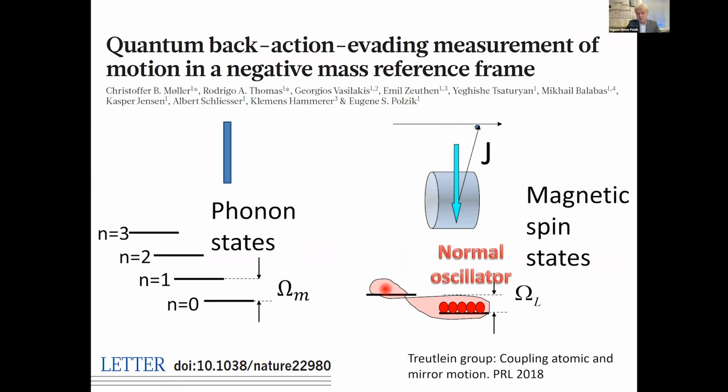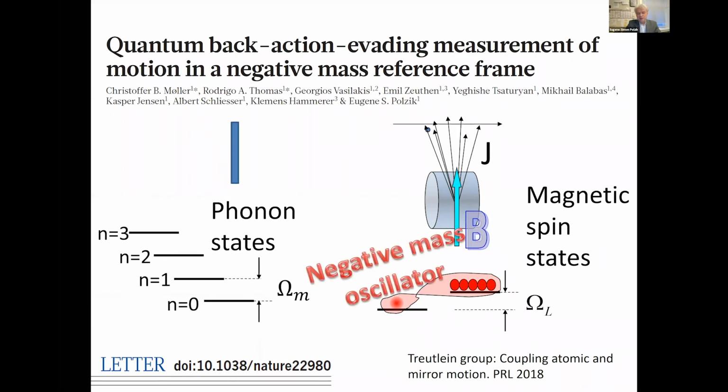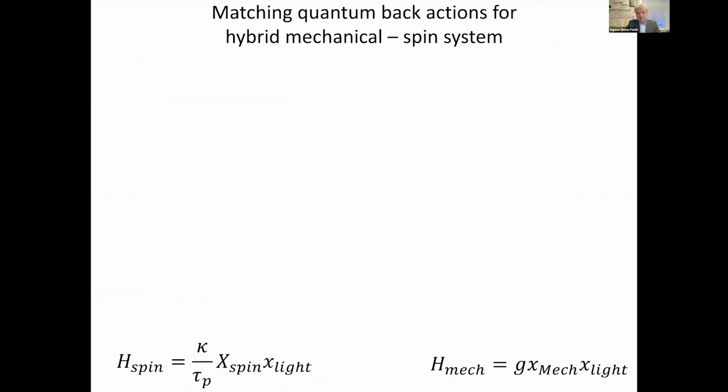And the result of this experiment was published a couple of years ago. And that's the reference. So we have our mechanical oscillator, we have our spin oscillator in the negative mass regime. And this is what we observe.